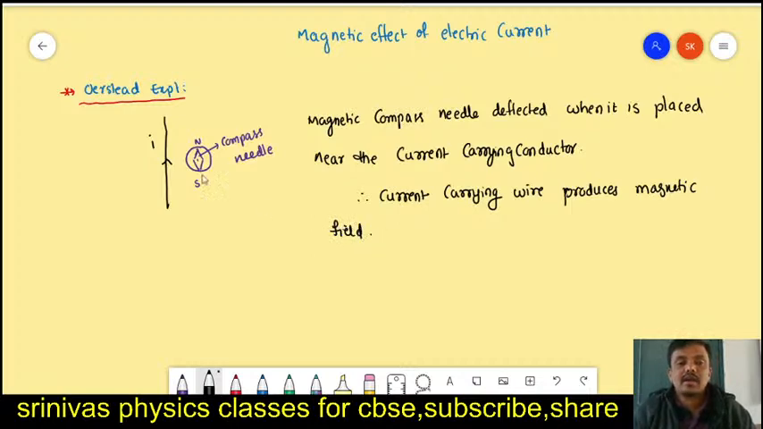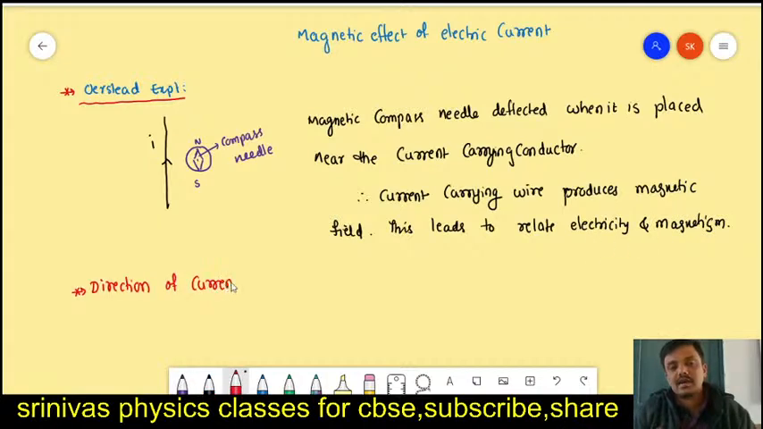In that magnetic field, if any other magnet or compass is there, the compass needle, which is nothing but a magnet, will be deflected by the magnetic field produced around the current carrying conductor. This led to relating electricity with magnetism. After this discovery, electricity and magnetism are related, and current can also be produced from magnetic property.